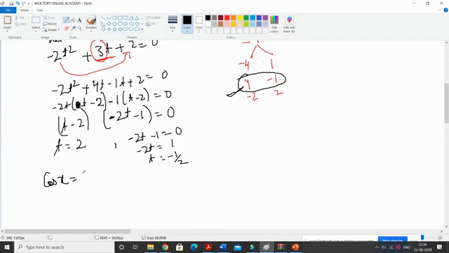cos x. So we can write cos x is equal to 2, but it is not possible. The range of the cos x lies between minus 1 to 1. So cos x can never be equal to 2. So this is not possible. So we can write cos x is equal to 2, and here we can write not possible.